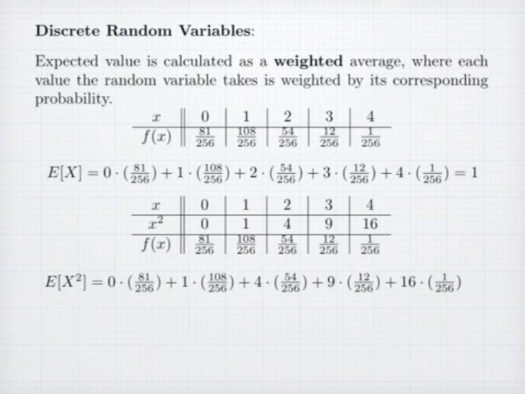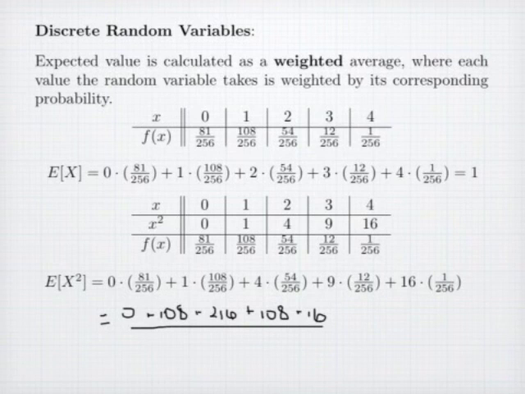And when I add all those values together, I get 0 plus 108 plus 216 plus 108 plus 16 divided by 256, for a grand total of 448 out of 256. And that's the expected value of x squared.